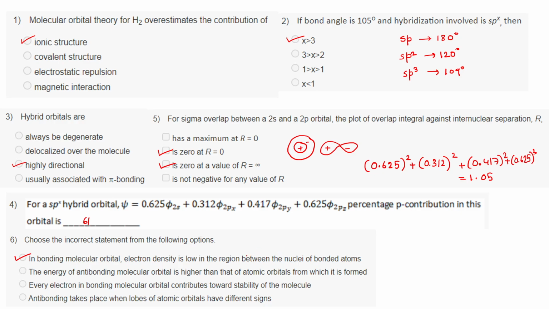Let us check the rest of the statements. The energy of the antibonding molecular orbital is higher than that of the atomic orbitals from which it is formed. Obviously, that is correct. Your antibonding molecular orbitals rise higher in energy than the participating orbitals. Then, what is the next? Every electron in bonding molecular orbital contributes towards the stability of the molecule. Correct. Antibonding takes place when the lobes of the atomic orbitals have different signs. That is also correct. So, the only incorrect statement is the first one.